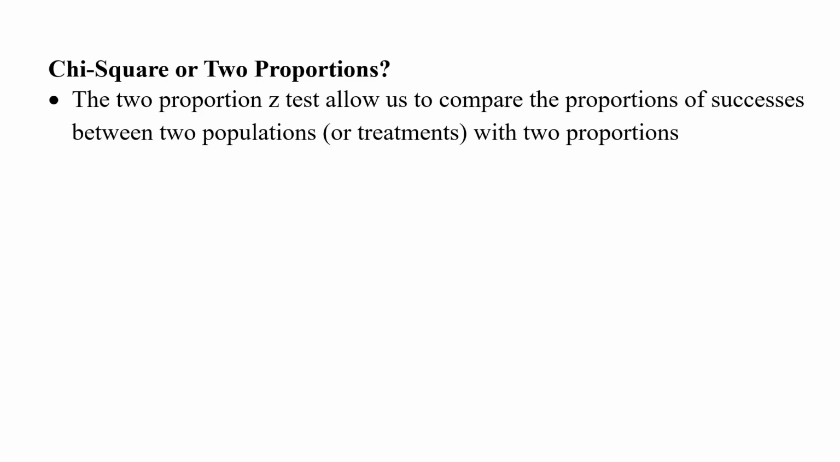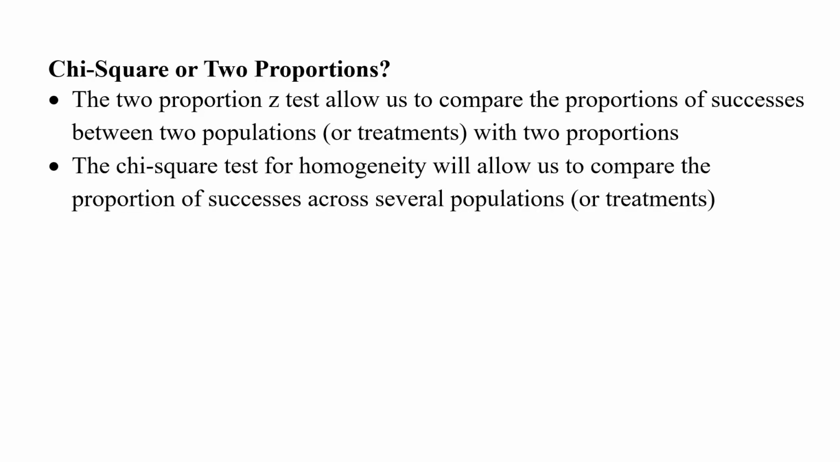So we know the two-proportion z-test compared the proportion of successes just between two populations. And each population had a single proportion. And then we compared them to see if there was a significant difference between those two populations. Well, our test today, the homogeneity test, will allow us to compare the proportion of successes across several populations. And the proportion of successes will also have its own number of categories as well.